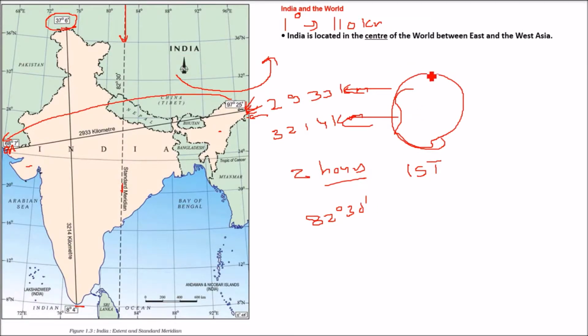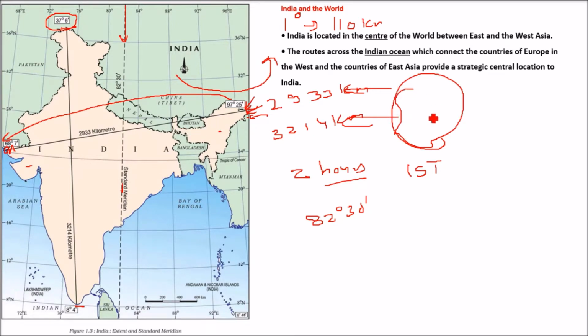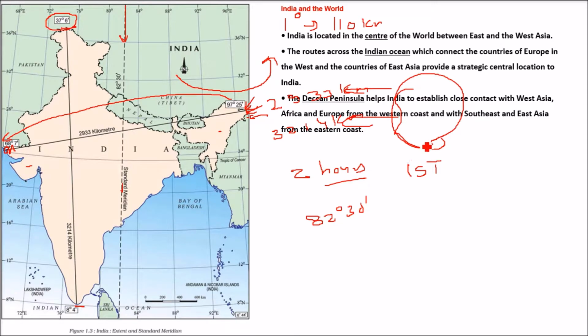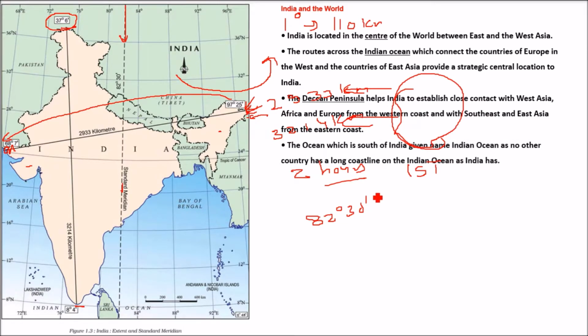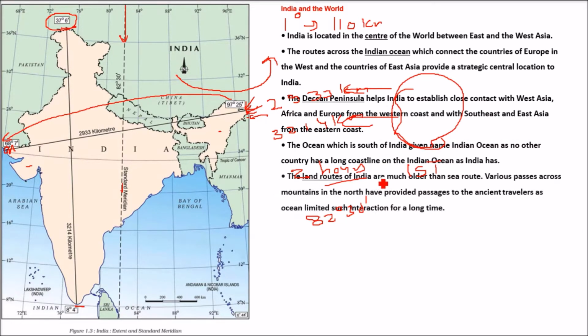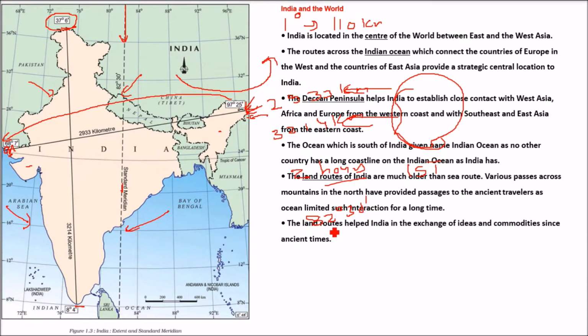So India is located in the center of the world, between East and West Asia. I'll show you the way also. And we have all the strategic relationships with the world. Previously Indian muslin and Indian spices were going there, and travelers were also coming from this side, with various passes or darras. They were also coming to Kerala, and to Gujarat, Surat, etc. These were, in ancient history, popular destinations for people to come, right?